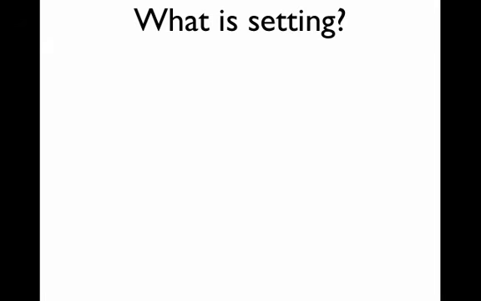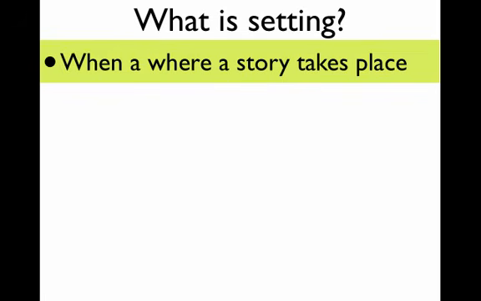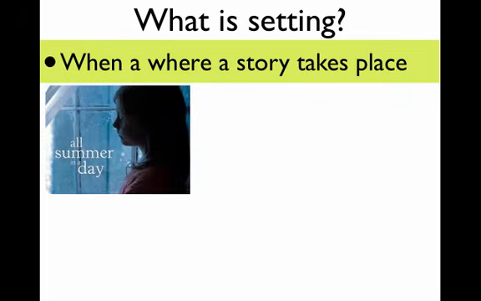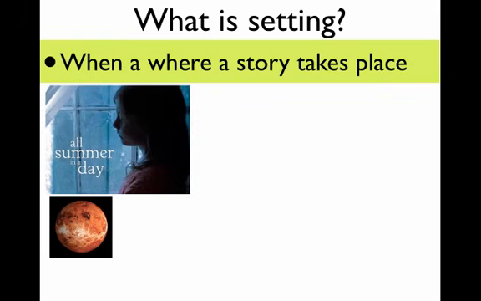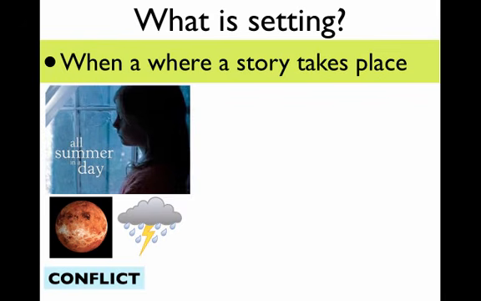Now for setting. It is simply when and where the story takes place. As you can see in All Summer in a Day, the setting was when, in the future when people lived in Venus, and where? In Venus, where it rains all the time except for once every 7 years, when the sun comes out for just 2 short hours. You see, the setting creates the background of a story and can affect the problem or conflict as well. If it wasn't for the rain in Venus, Margot would not have been so sad or lonely.